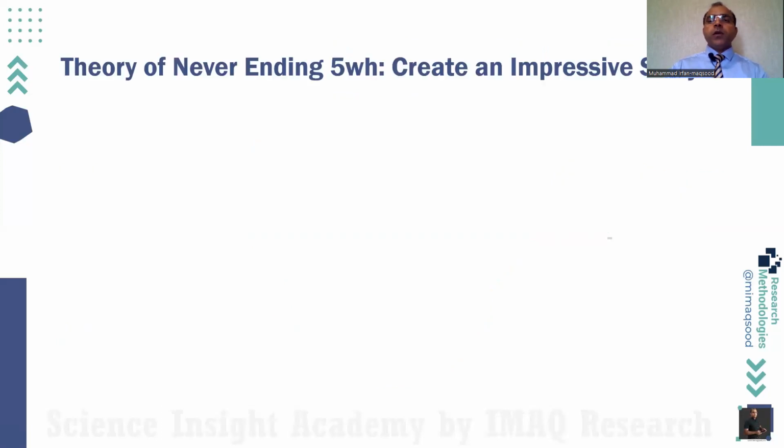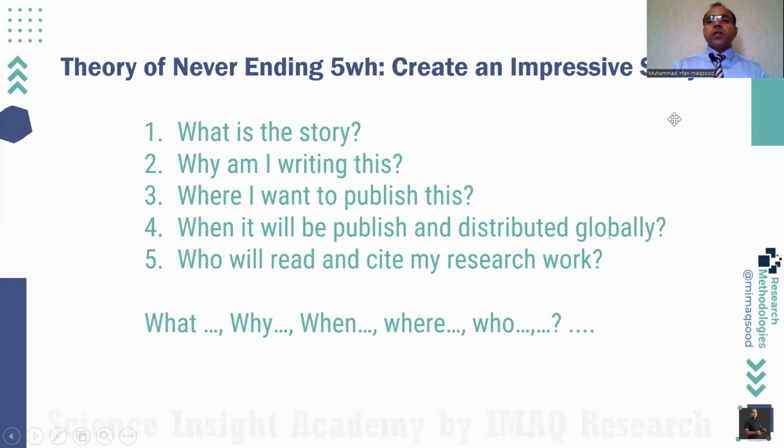Always follow the theory of never-ending 5W, as I discussed. It is the basic foundation of knowledge, so it can create an impressive story. What is the story? Why am I writing this story? Where do I want to publish this? When will it be published and distributed globally, and who will read and cite my research works? So what, why, when, where, who, it is a continuous process. It should be a continuous process to create an impressive story.